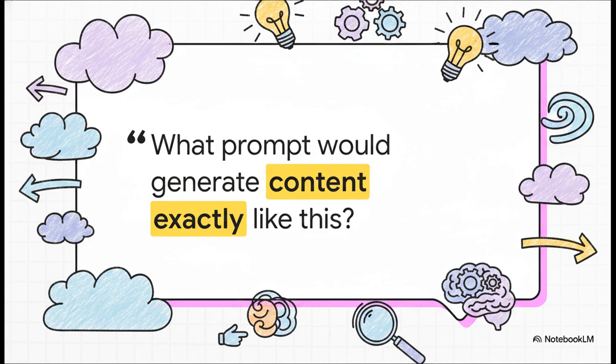To actually use this, you just paste your ideal piece of text into the chat and use this exact phrasing. So take a mental note of this. Ask it, what prompt would generate content exactly like this? The AI will then reverse engineer the text and literally hand you a highly detailed, perfect prompt tailored to that exact style. Then you just take that generated prompt, tweak the topic to fit your needs, and boom, you've instantly replicated an elite writing style. It is hands down the fastest way to go from mediocre to professional.